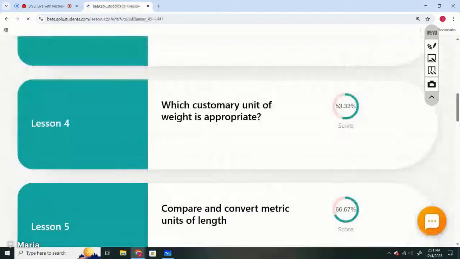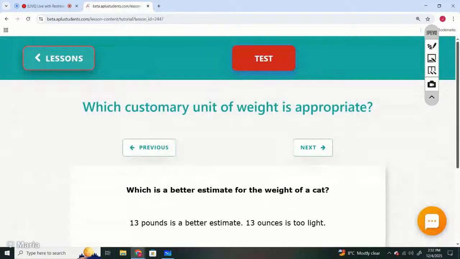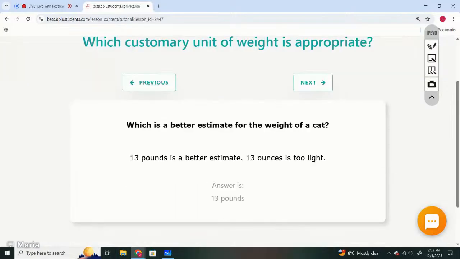Which customary unit of weight is appropriate? So, which is a better estimate for the weight of a cat? Now we're going to learn the units to measure the weight. Pounds and ounces, they both are units to measure the weight, right? But an ounce is a unit to measure very little weight. 13 pounds is the better estimate.